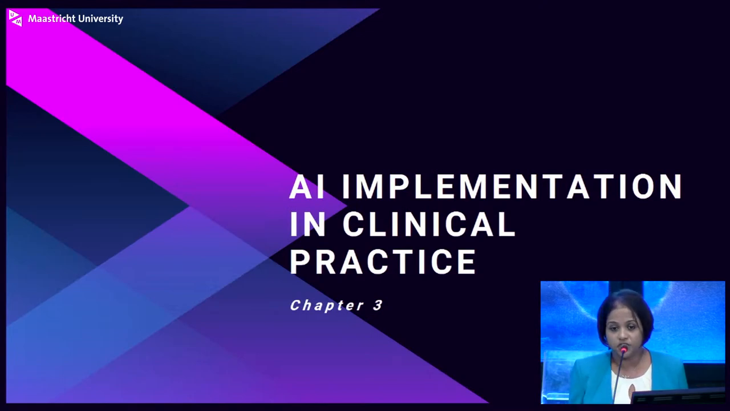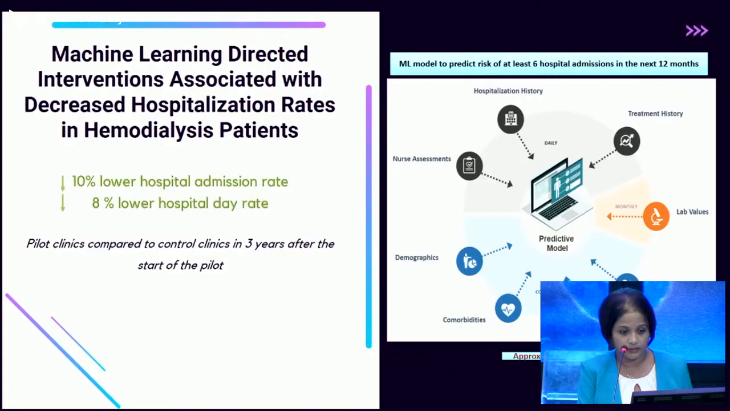AI implementation in clinical practice. AI implementation in clinical practice is more common in the fields of maybe ophthalmology or radiology and other fields of healthcare, not so much in the field of nephrology. When we conducted this particular study, there was only one paper that described positive clinical outcome for using a machine learning model in a clinical setting.